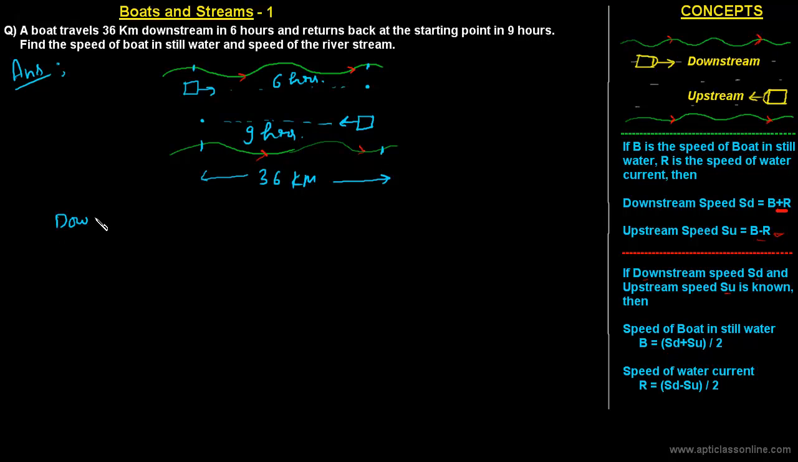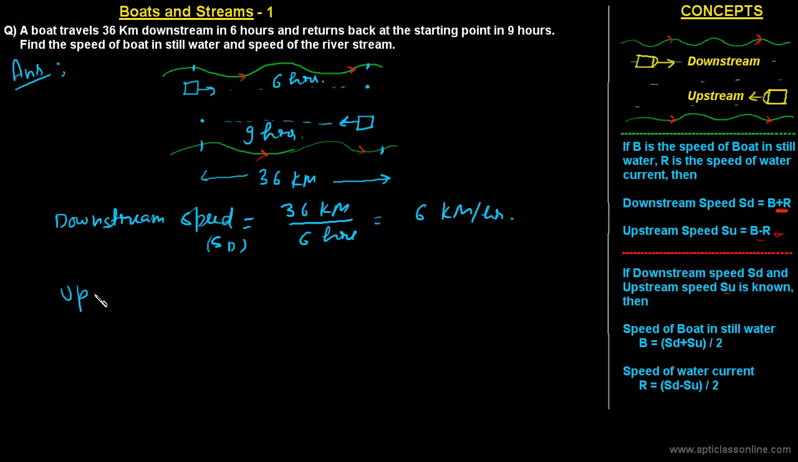So downstream speed is equal to distance over time. So distance given as 36 kilometer, time taken in downstream is equal to 6 hours. So that is basically 6 kilometer per hour. That is downstream speed. We can write it like SD.